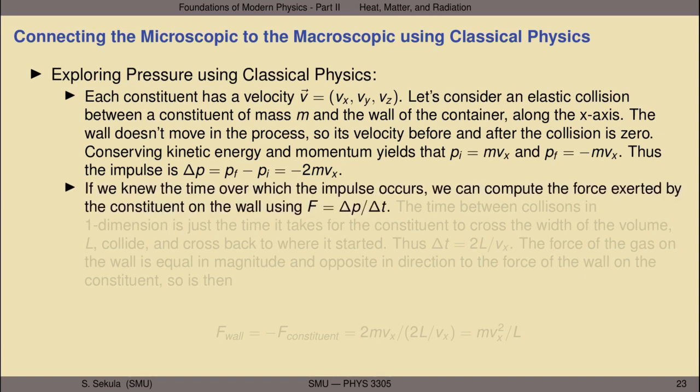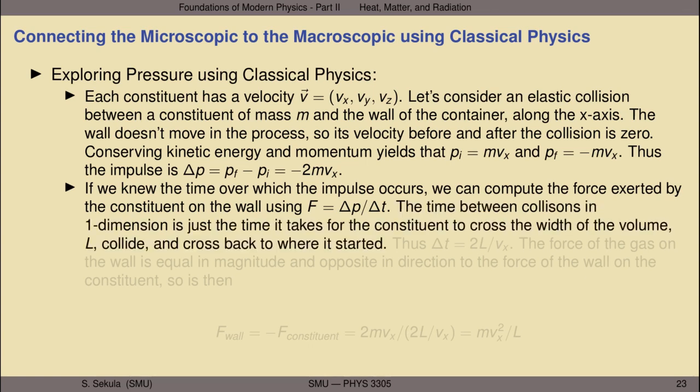Now, if we knew the time over which the impulse occurs, then we might compute the force that's exerted by just this one constituent on the wall. And we can do that by relating impulse, time, and force using Newton's second law, that the force is equal to the change in momentum divided by the change in time. What is the time between collisions in one dimension?